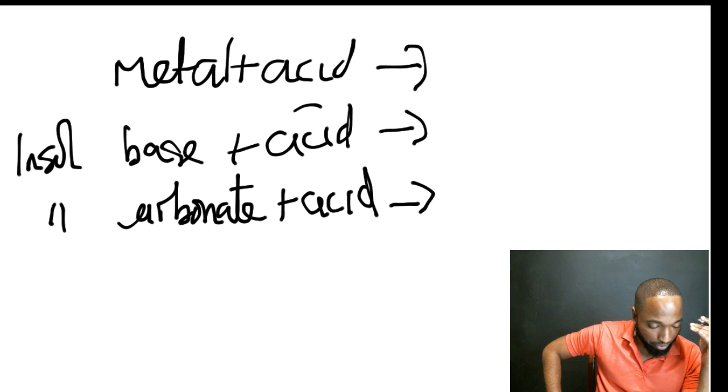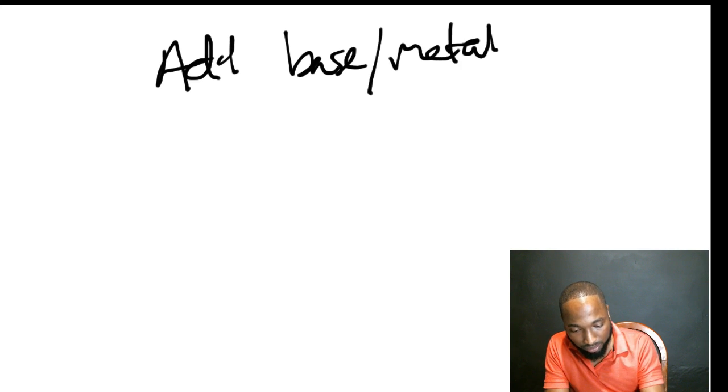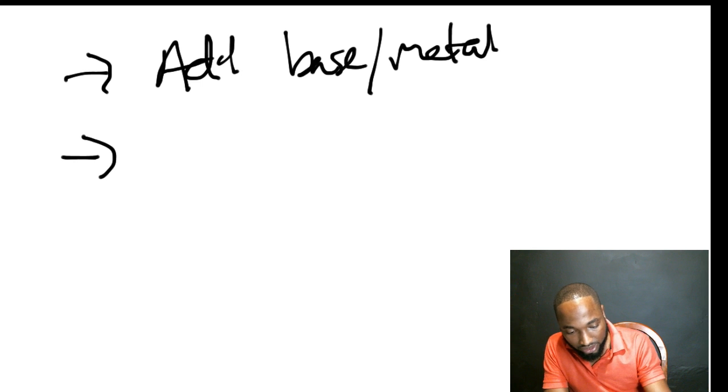Filter, evaporate. So in other words, all of these, you add the base or the metal. It's 4 steps. In excess, you use your litmus paper to check.